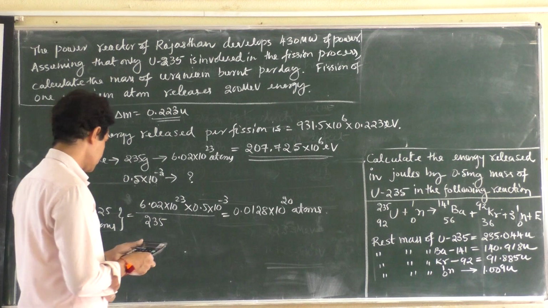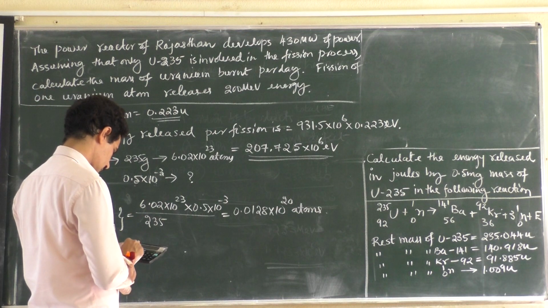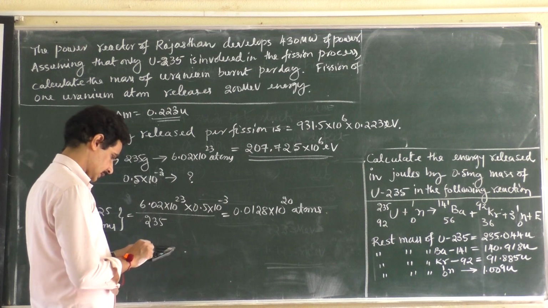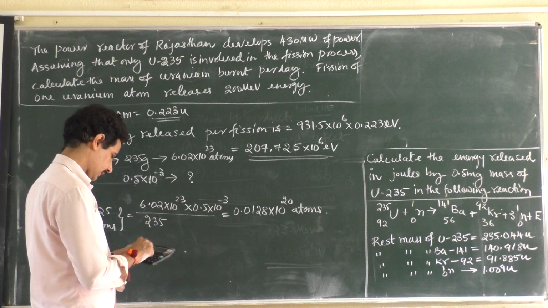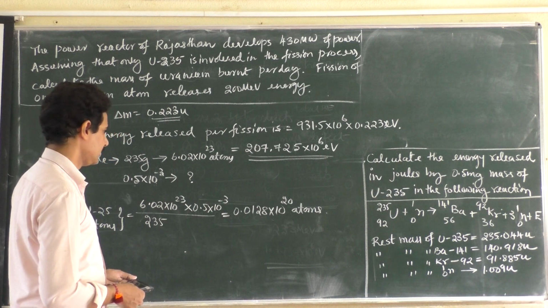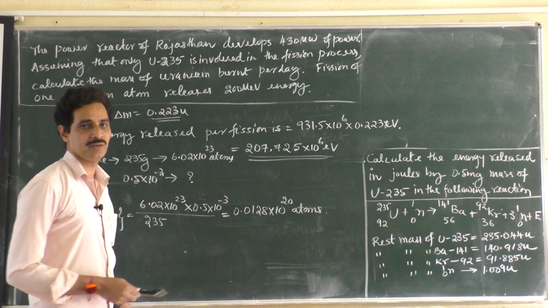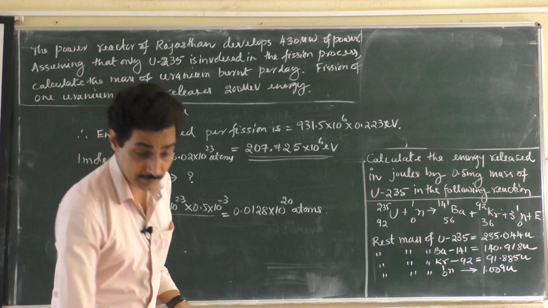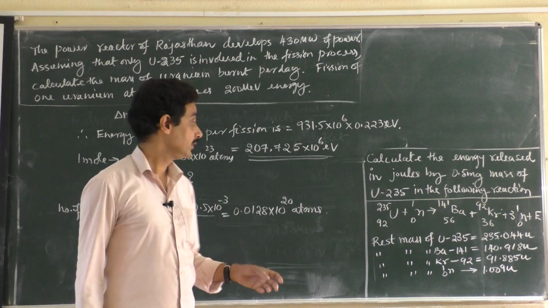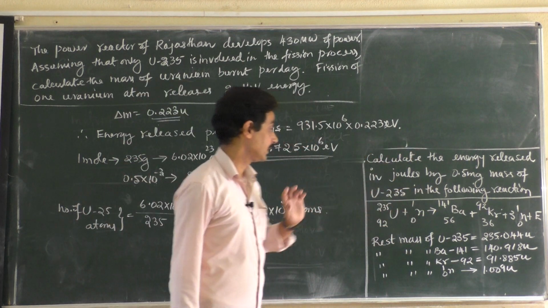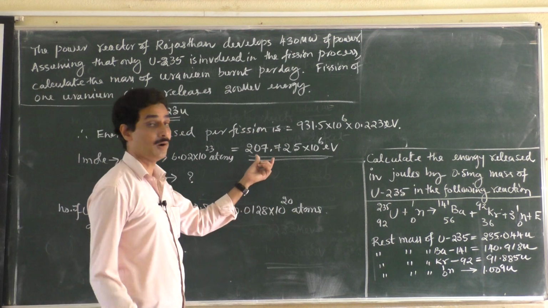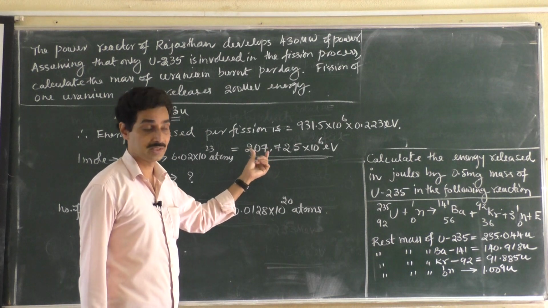Let me check it once. 6.02 into 0.5 divided by 235 is equal to 0.0128 into 10 to the power 20 atoms. So many atoms are present in 0.5 milligram. Each atom has a nucleus, and each nucleus will undergo fission. If 0.5 milligram of uranium is lost, these many fissions will occur, and those fissions will give how much energy if each fission gives this much energy.